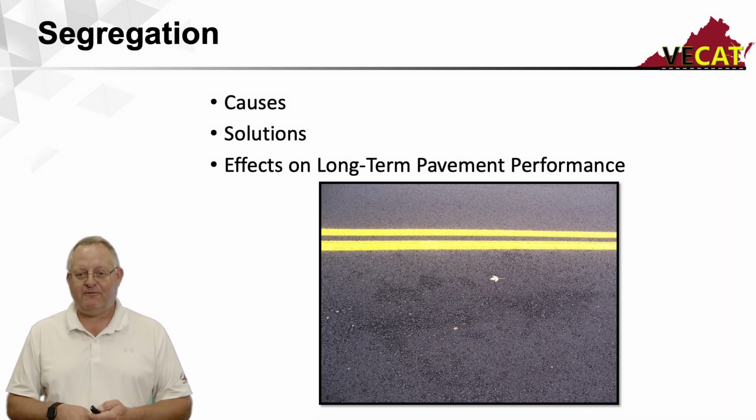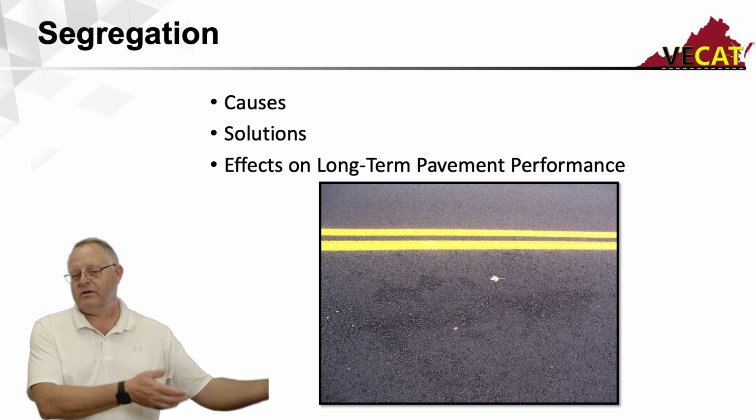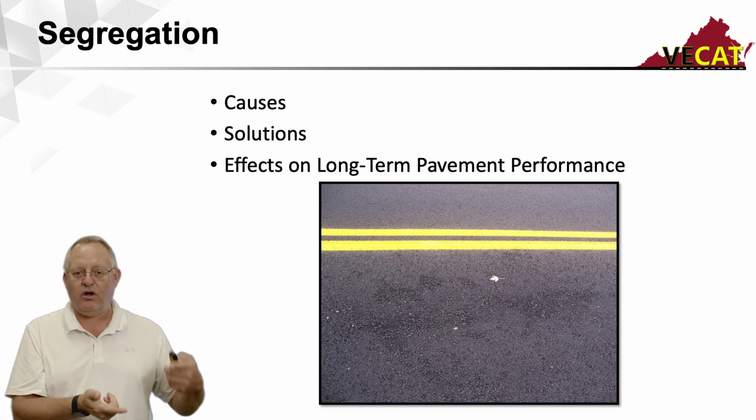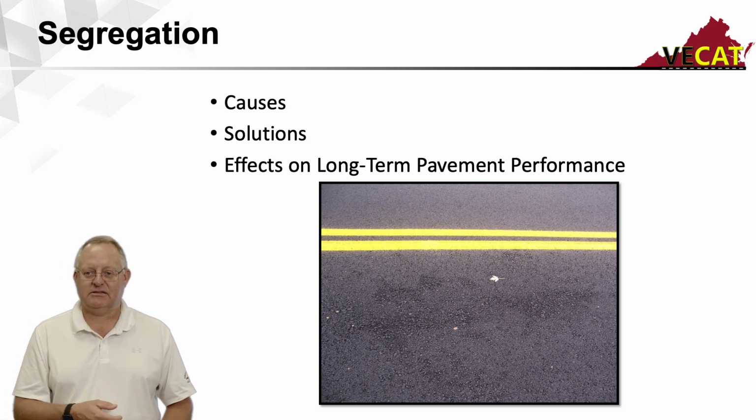Now the question you have to figure out is, how come that segregation's there? Is it because of the way we're running the paver, or does it go all the way back to the plant? So we have to say, what's the cause? What's the solution? What's the impact on long-term performance? And where we have segregation, we know the pavement doesn't last as long.